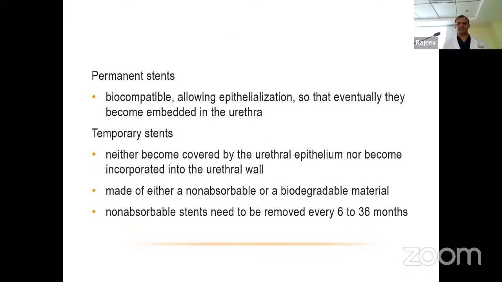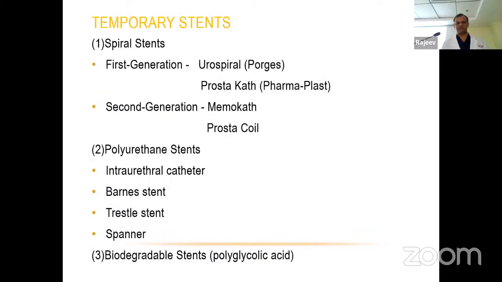Permanent stents are biocompatible and they allow epithelialization so that eventually they become embedded in the urethra. On the other hand, the temporary stents neither become covered by urethral epithelium nor become incorporated in the urethral wall. These are made up of either non-absorbable or biodegradable material. Non-absorbable stents need to be removed every 6 to 36 months.